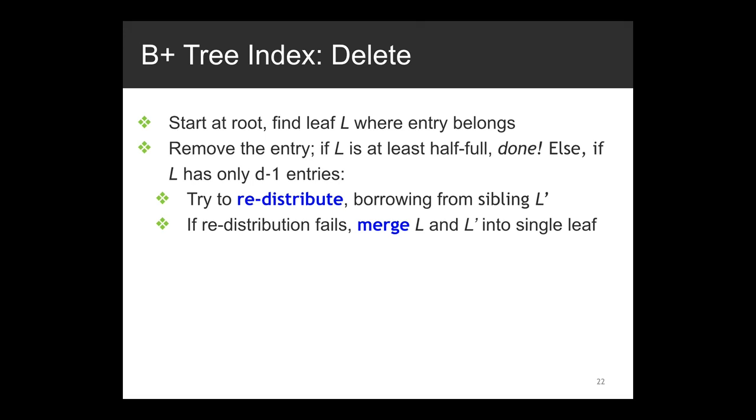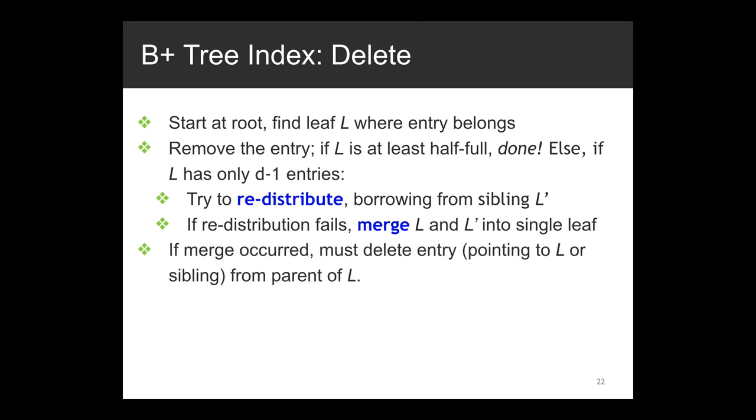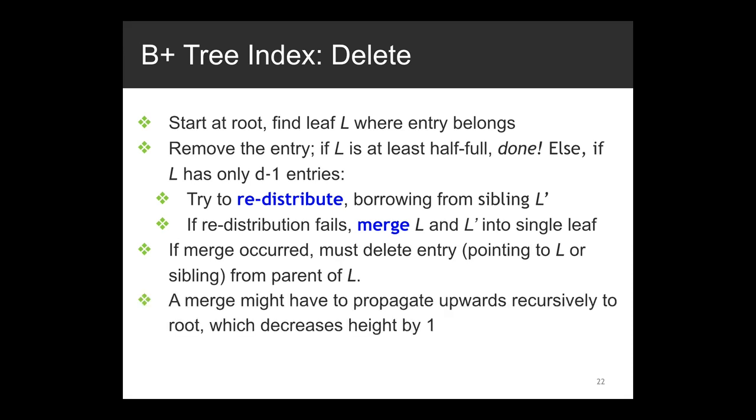If that is not possible, if your siblings are also close to just half full, then if you move a key from a sibling, the sibling might underflow. Then you have a problem, and in that case you will have to merge yourself with your sibling and form a new leaf. I will illustrate this later, but this is the algorithm. Now if a merge occurs, that means the index key in the parent that split the siblings will have to be removed. This might have to propagate upwards recursively if the parent starts to underflow, all the way to the root.